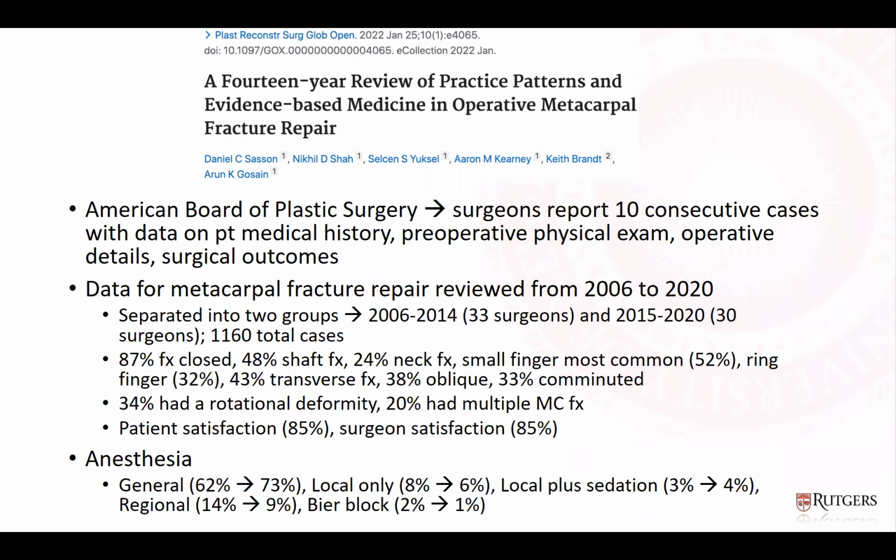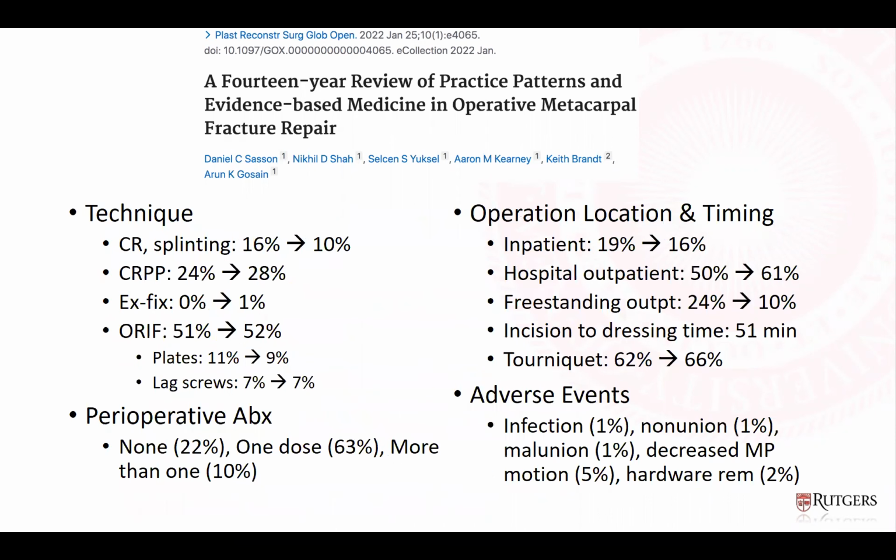General anesthesia was used in the majority of these cases. Local only was used in about 7%, local plus sedation in about 3 to 4%. Regional anesthesia, like a brachial plexus block, was 14 to 9%, and then Bier block was about 1 to 2%. Techniques were closed reduction and splinting about 10% of the time, CRPP about a quarter of the time, X-fix was rare, and then ORIF was done about half the time. Plates were the most common, followed by lag screws.